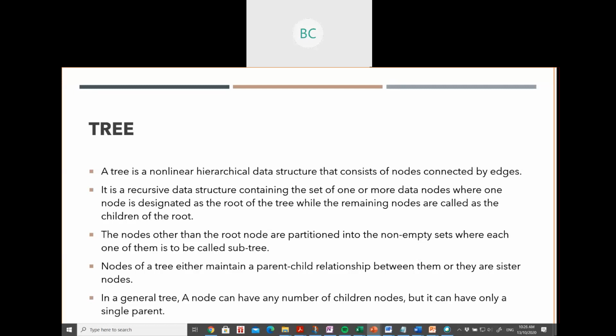You can just think about the tree. A tree means it will have nodes and there will be edges. The basic definition is that it's a nonlinear hierarchical data structure that consists of nodes connected by edges, and it is a recursive data structure containing a set of one or more data nodes. Let me show you how it looks.